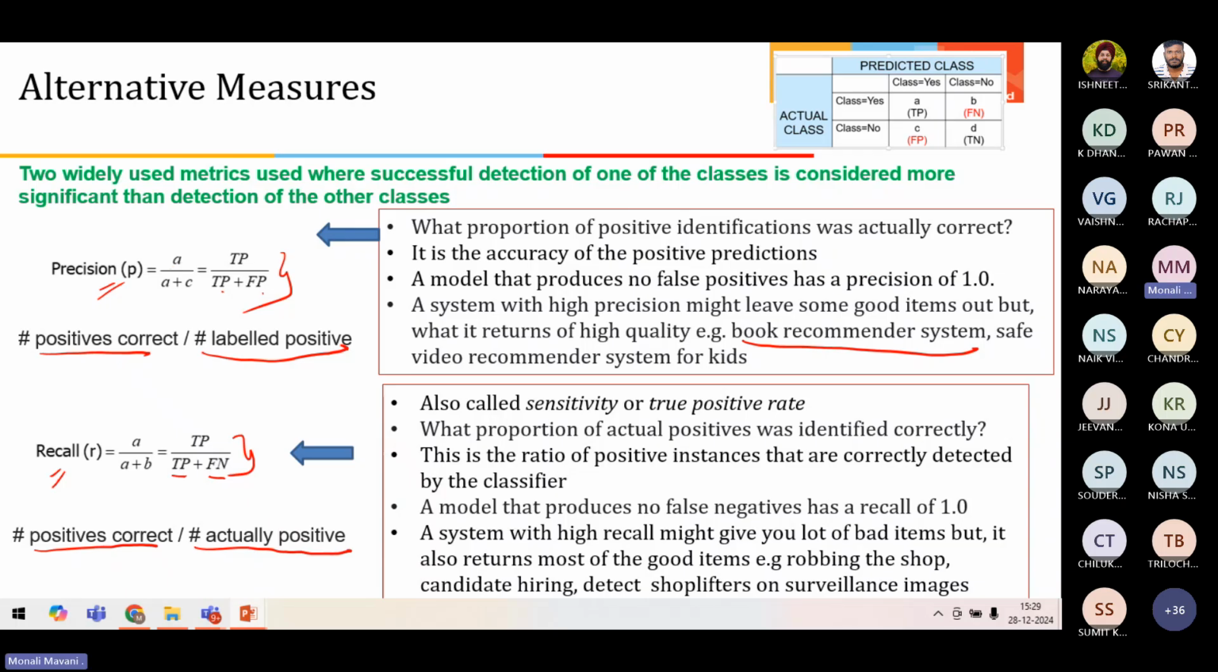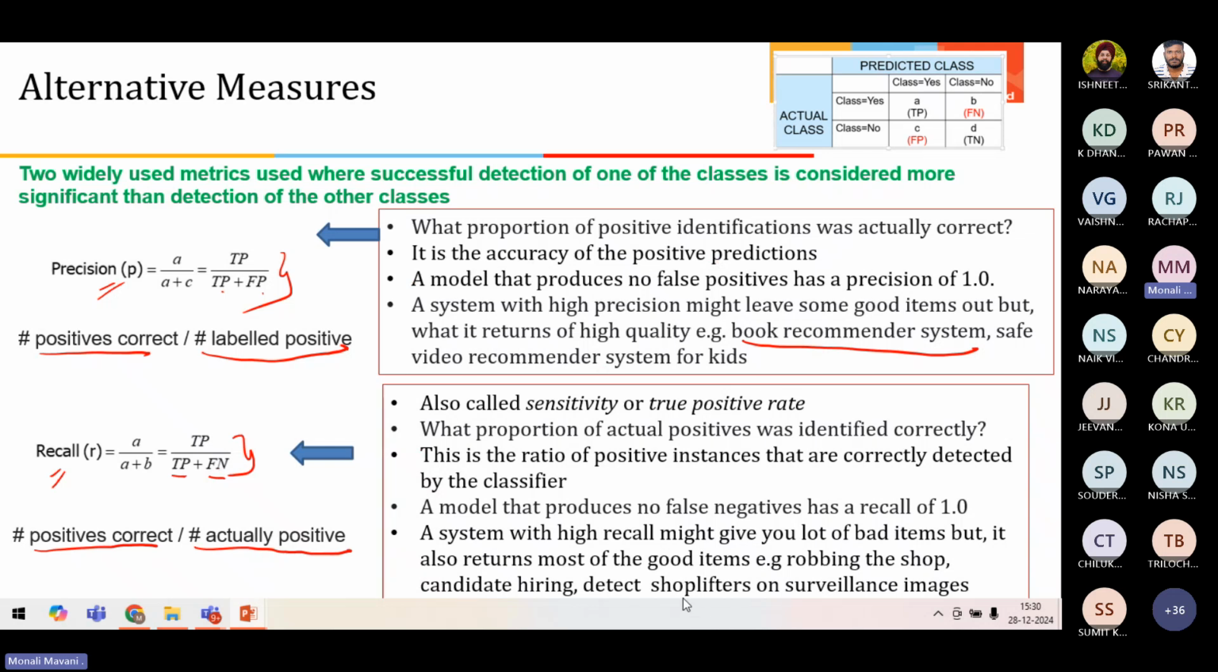Safe video recommendation. When we have a video recommendation system for kids, it's okay if some of the good videos are left out. But whatever videos our system recommends to the kids, we don't want unsafe videos being recommended. So we want very precise output. That's called precision. We would be interested in a highly precise model compared to recall.